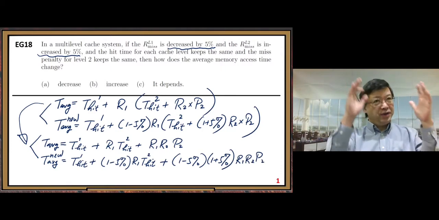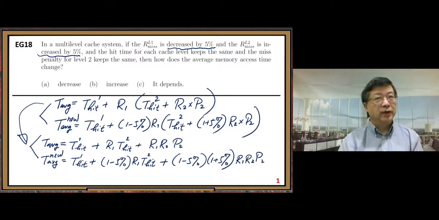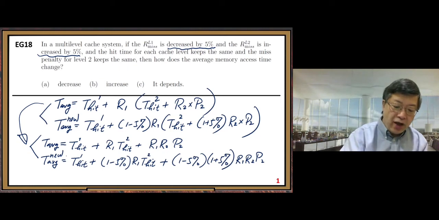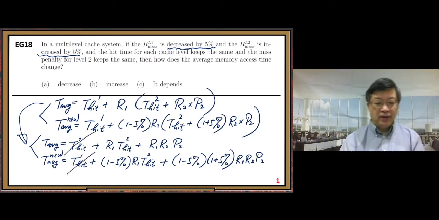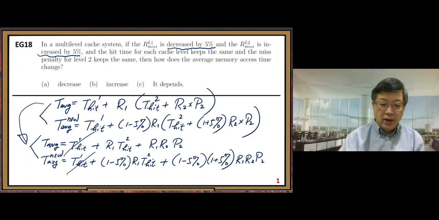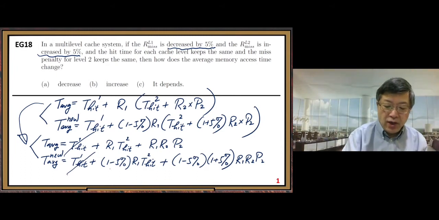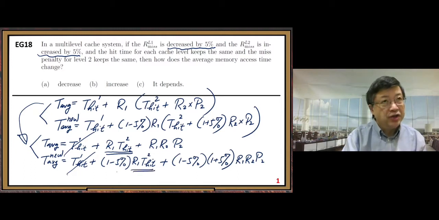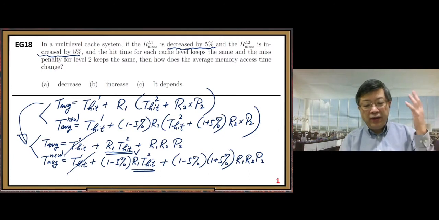Now we can do comparison, term by term. The first term, the same. If we do subtraction, it cancels out. The second term, we can see the R1 T2 hit part is the same. The coefficient is different. The upper one is greater than the lower one, right?